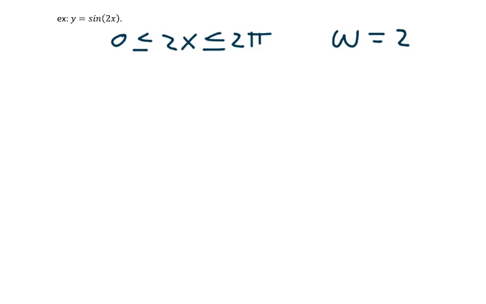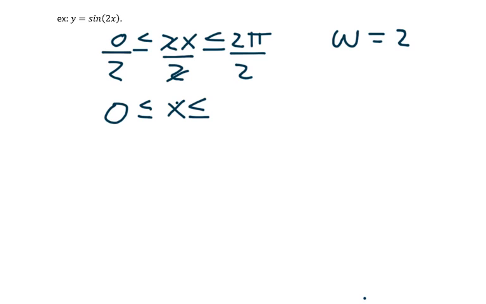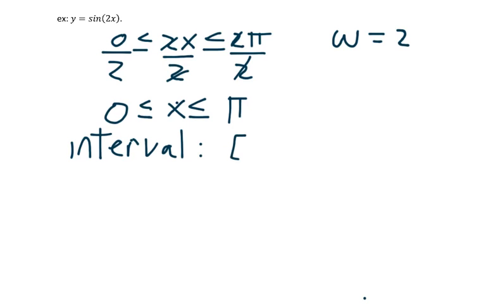But we want to know what x does, so we divide everything by 2. These cancel. 0 over 2 is 0. We have x in the middle. And on the right side, we have 2 pi over 2. The 2's cancel. We get pi. So in this case, the interval we're going to work on is the interval from 0 to pi. And not only that, our period as well is going to be pi.